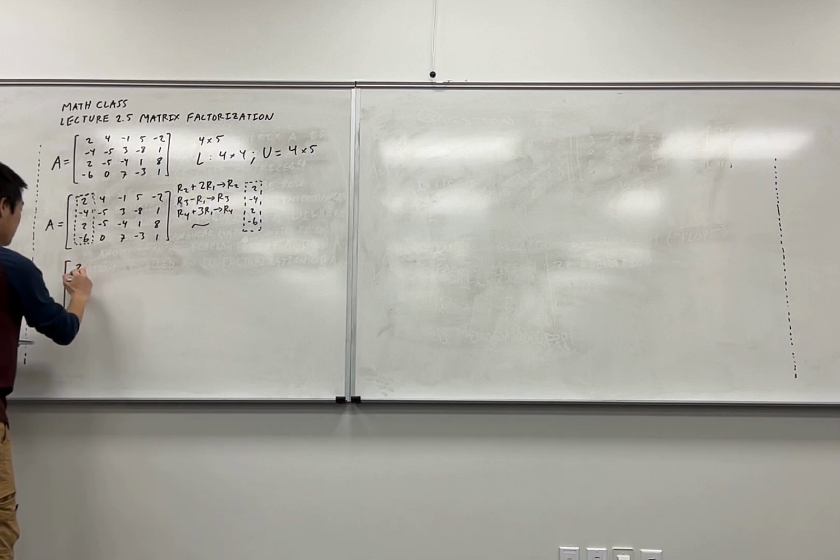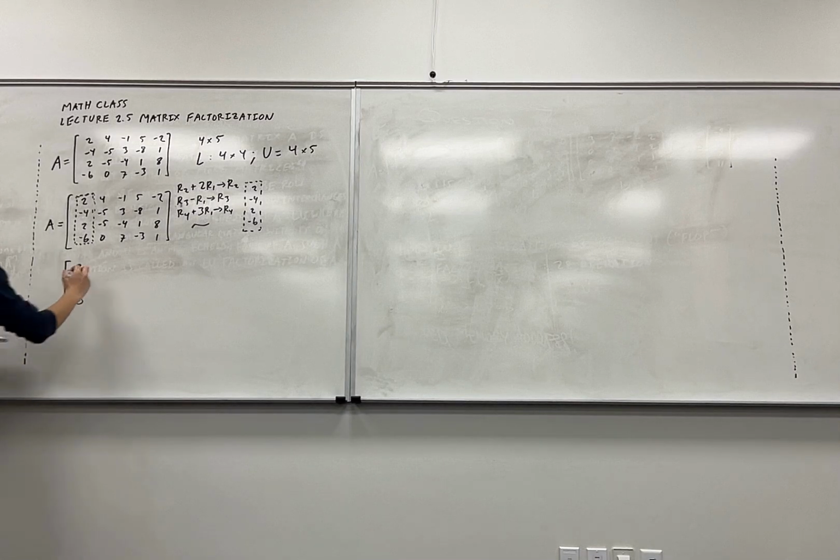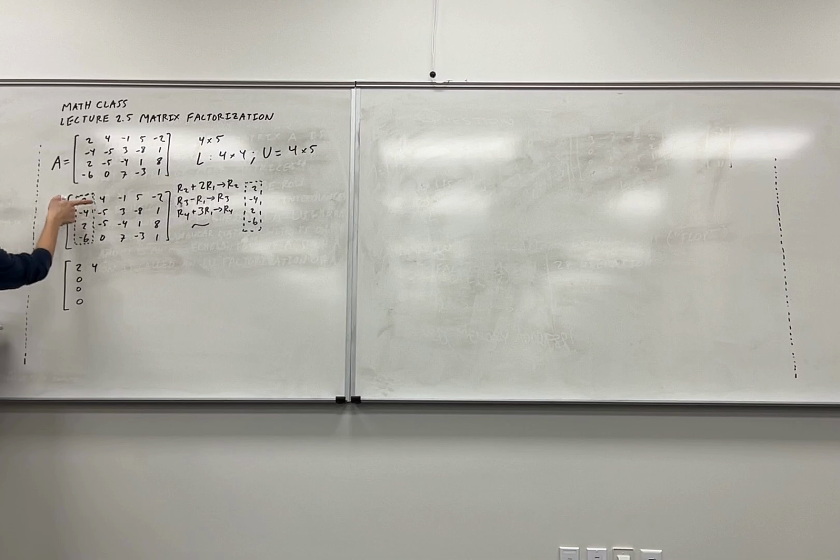I have 2, and then by design 0, 0, 0, so I don't have to think about that very hard. And then I have 4. Okay, so then minus 5 plus double that. 8 minus 5 is 3.